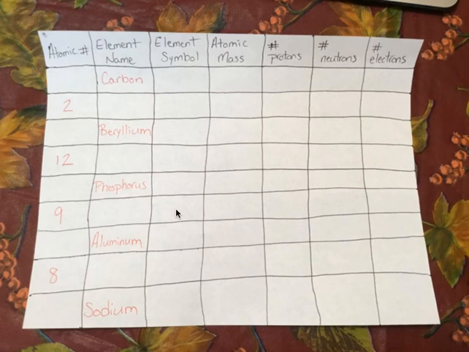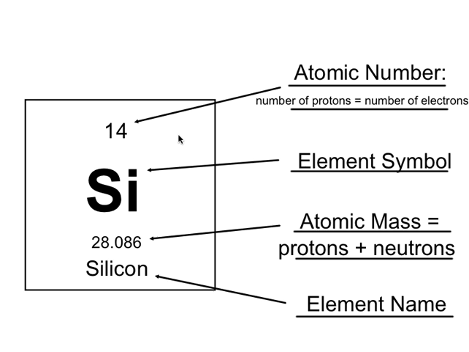All right, now that you've got that copied, let's take a look at this. We're going to do the first two rows together, and then I'll turn you loose to do the rest of it on your own. The first row tells us that we're looking for carbon. If you remember from the other day when we go to the periodic table, this is what we look at. Okay, we talked about silicon the other day.